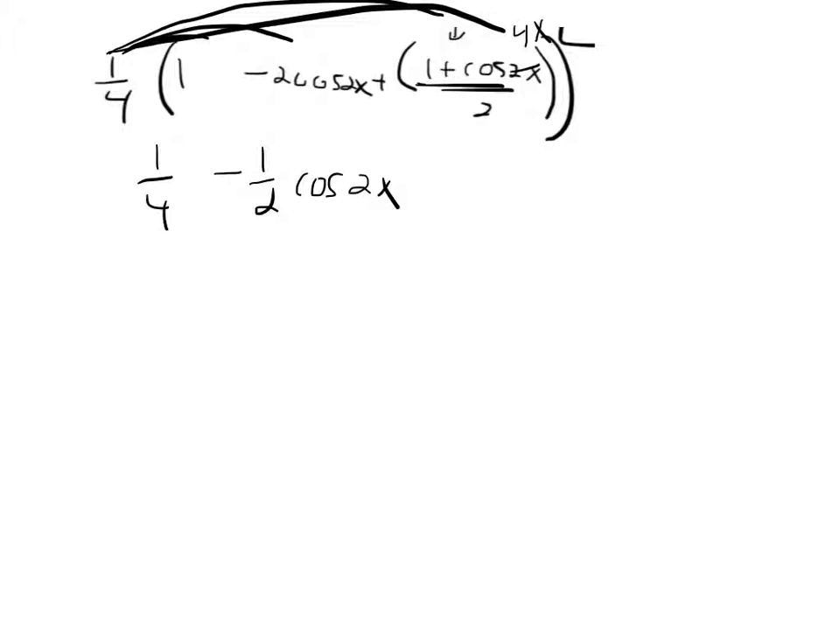Keep in mind that this fraction is over 2. So this 1 right here is a half. So a half times a fourth is an eighth. And then I have cosine of 4x over 2. And so cosine of 4x over 2 times a fourth is 1/8 cosine of 4x.